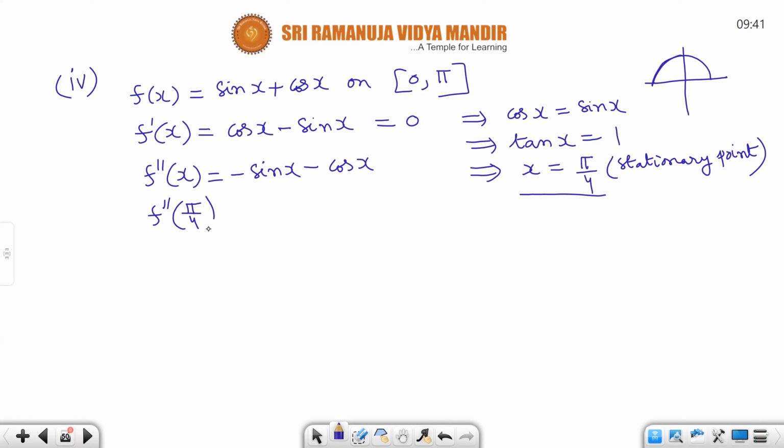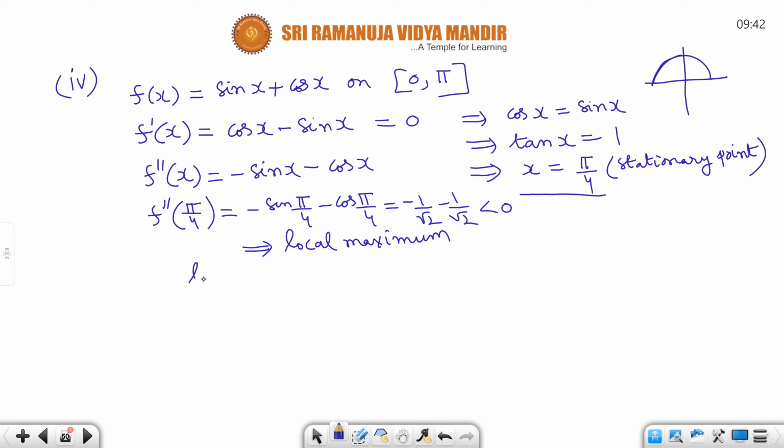Put x equal to pi by 4: minus sin pi by 4 minus cos pi by 4. So minus 1 by root 2 and again minus 1 by root 2. We want its sign only, not the exact value. This is clearly negative. Second derivative negative means local maximum. Very good. Local maximum.